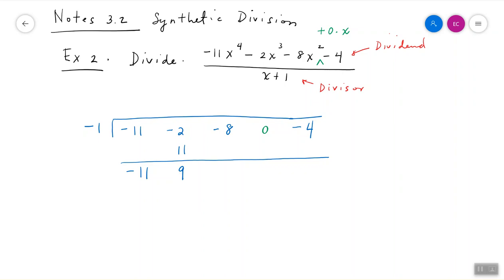9 times negative 1 is negative 9. And then add these two numbers to get negative 17. Multiply negative 17 times negative 1. And then add these two numbers to get positive 17. Multiply 17 times negative 1 and get negative 17, and then add negative 4 and negative 17 to get negative 21.